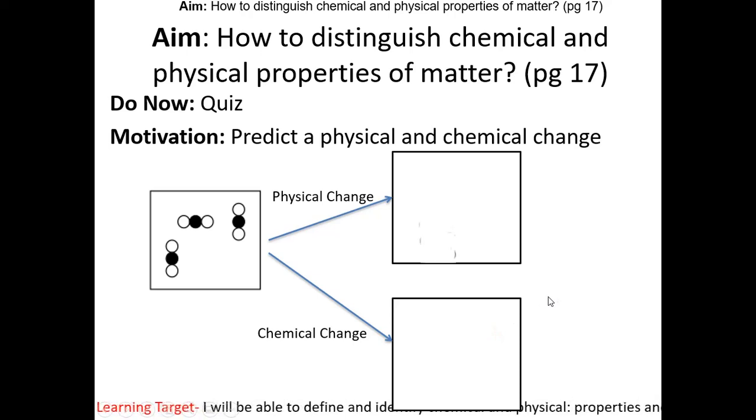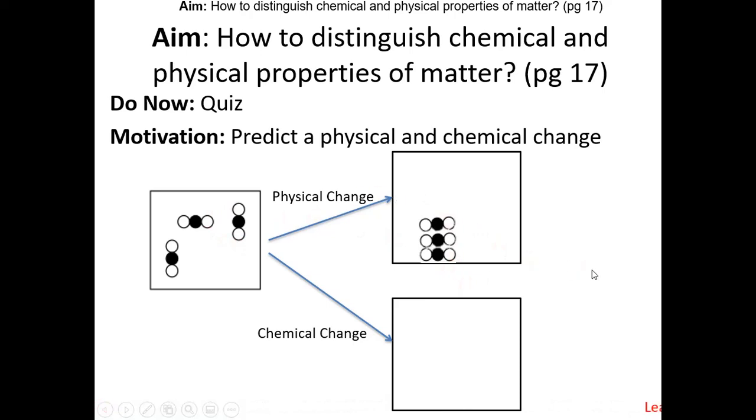Okay, so for the physical change, I drew this. This is a phase change from a gas to a solid. And for the chemical change, I drew this. Notice I have different substances here. I have a diatomic element and a different compound, right? But notice in both of these cases, the amount of white atoms and black atoms are the same as what you started with. I did not draw anything extra or anything less.